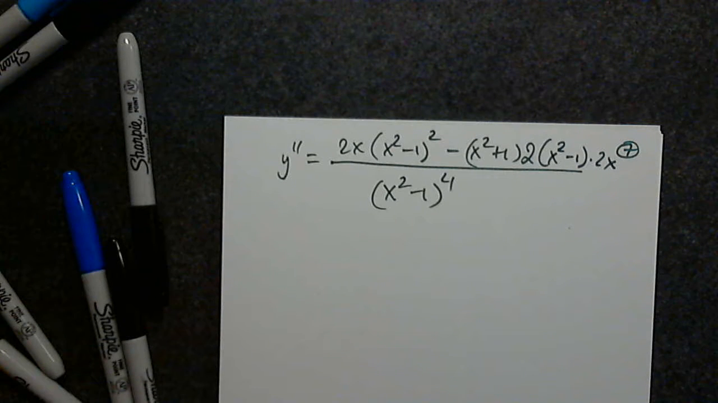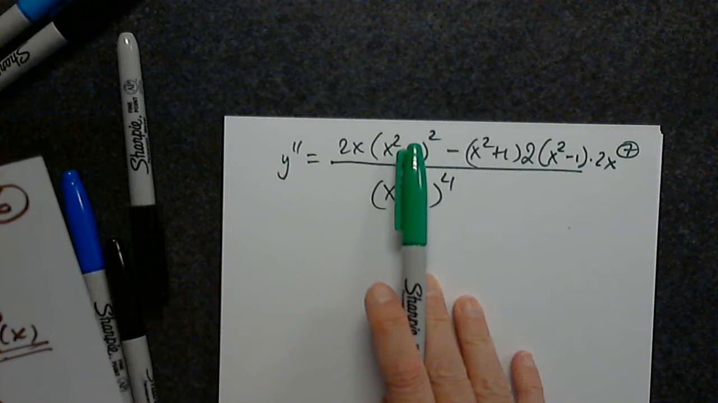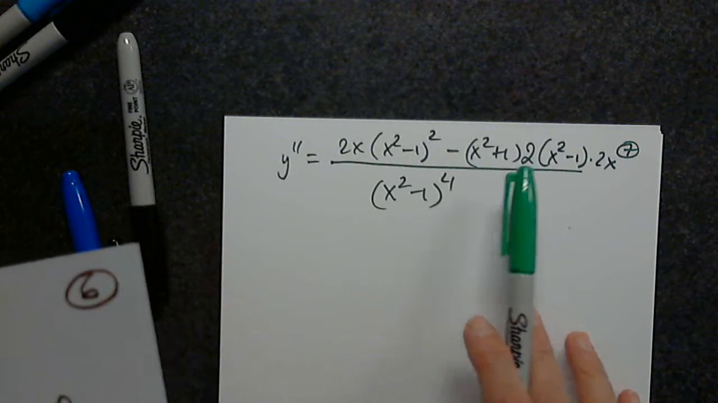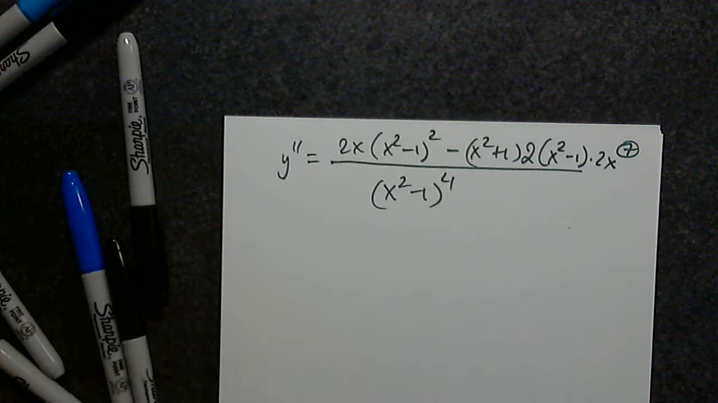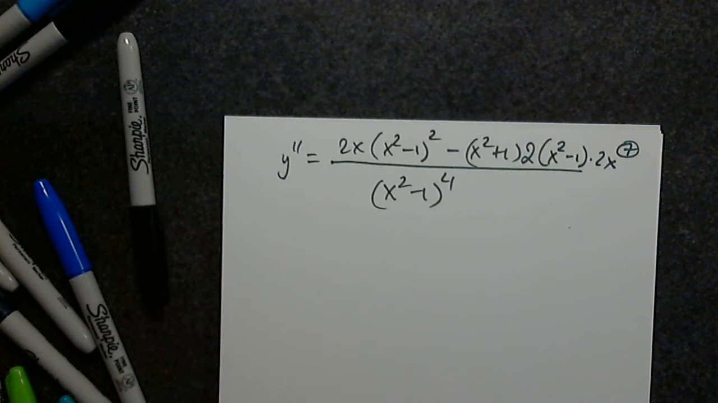So the top function prime is 2x times the denominator minus the top times the denominator prime, 2 times x squared minus 1 times the inner function prime, which is 2x, over the denominator to the 4th power. If at this stage I do not do something crucial, I'll never finish. And what is that crucial step that I need to perform right now? I have to factor out. What will I factor out?